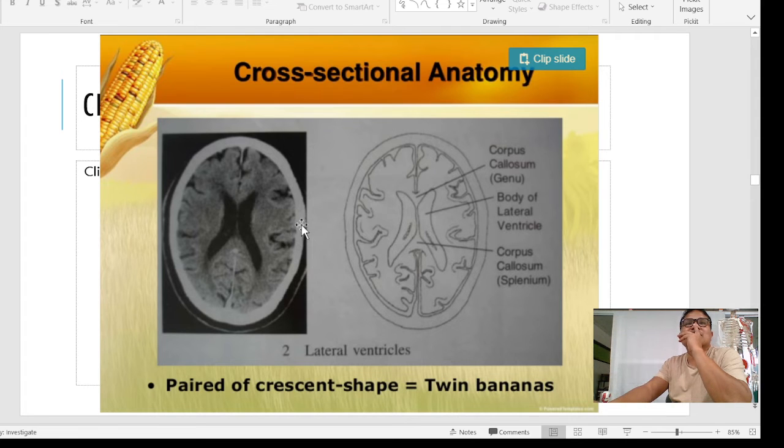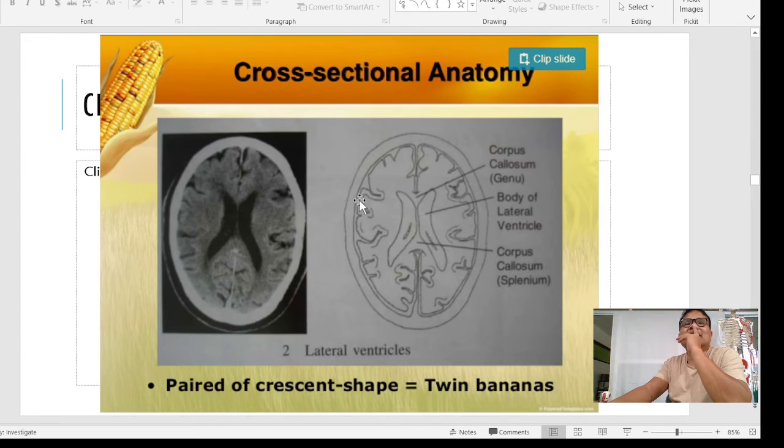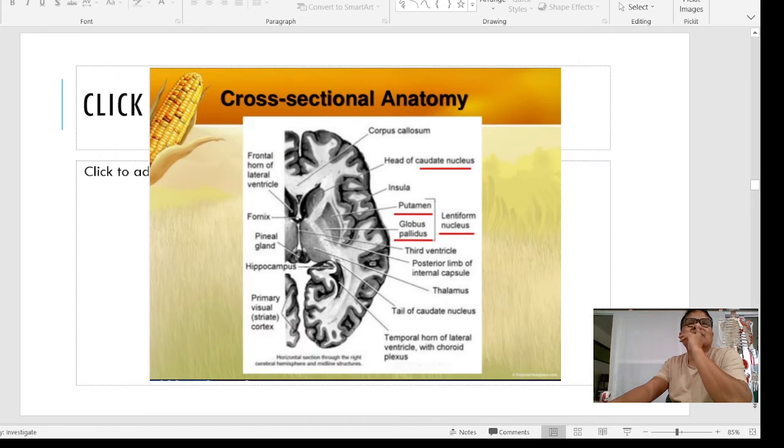So cross-sectional, this is the first level. This one is central, that is the first. So we see a pair of crescent shapes, like a crescent moon. So it is intact. So you have twin bananas there. You have the corpus callosum, surrounding the corpus callosum here. Then you have here the body of the ventricles. So here we could find these structures.